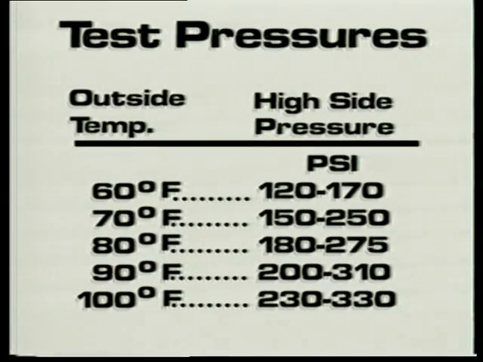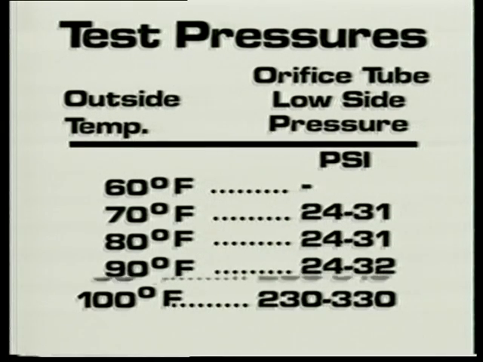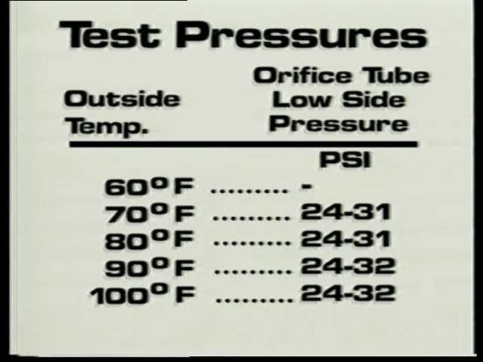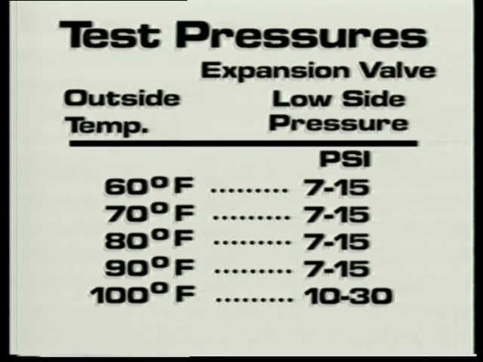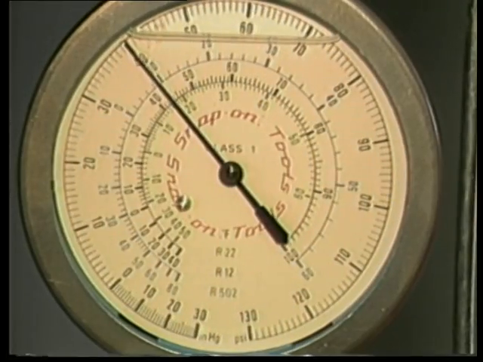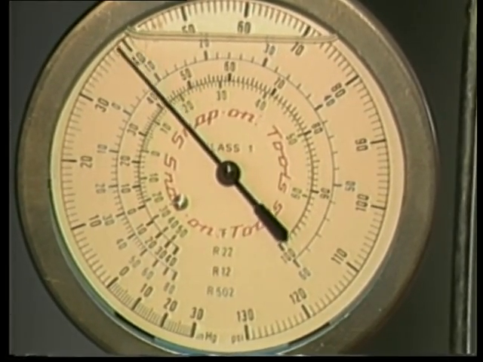Note how your outside temperature affects high side pressure. As temperature increases, system high side pressure increases. These are typical low side pressures for an orifice tube system. Again, they increase slightly as the outside temperature increases. Note the pressures for a typical expansion valve system. They are much lower than the orifice tube system and are also affected by temperature.